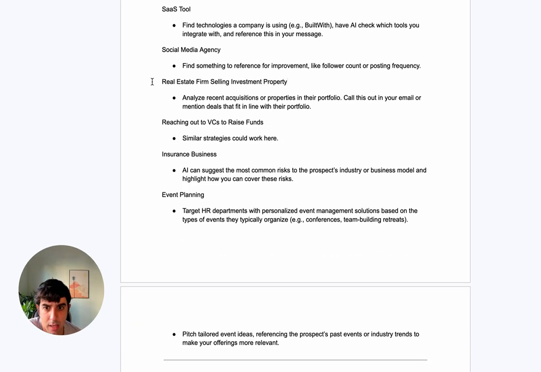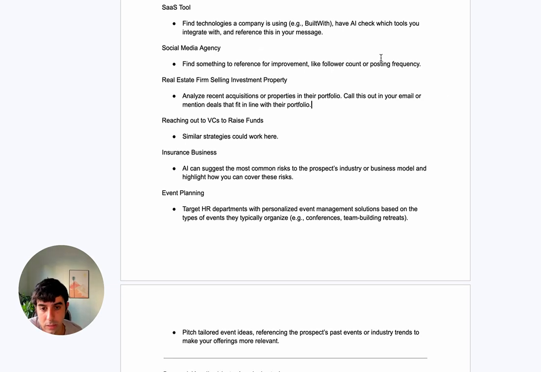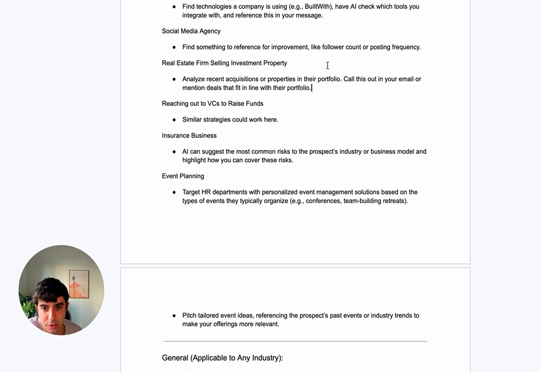Other examples. So a real estate firm selling investment property. You could analyze recent acquisitions or properties in the prospect's portfolio, and you can call this out in their email, right? So if you're trying to sell property or any kind of investment, you can reach out to companies that invest in that vehicle, and you can have AI scan their website for any articles or announcements they made about recent investments they've made. You can call that out, and you can say, hey, we have some similar deals that align with what you just invested in, right? Really, really relevant email, and it's going to show that you did your research.